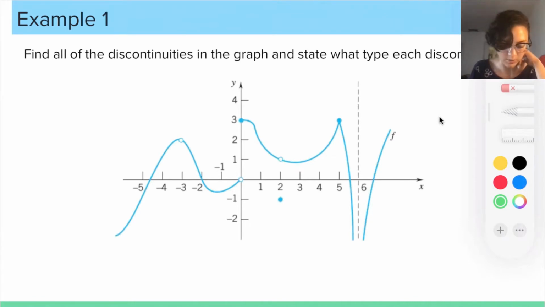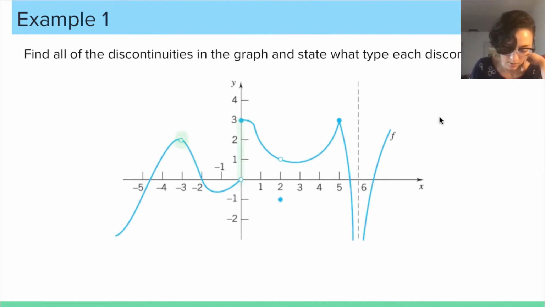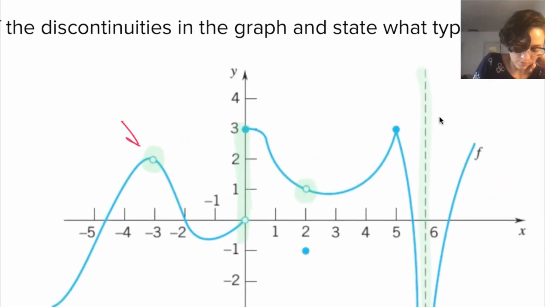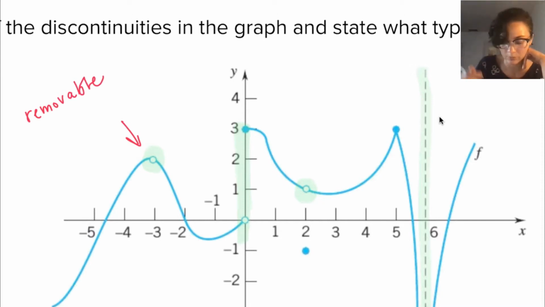You'd have to pick up your pencil right there at that hole, right here at this jump, again at this hole, and then at this vertical asymptote. Okay, so just naming what each of these are. We have a removable discontinuity. I'll just say removable. Here we have a jump.